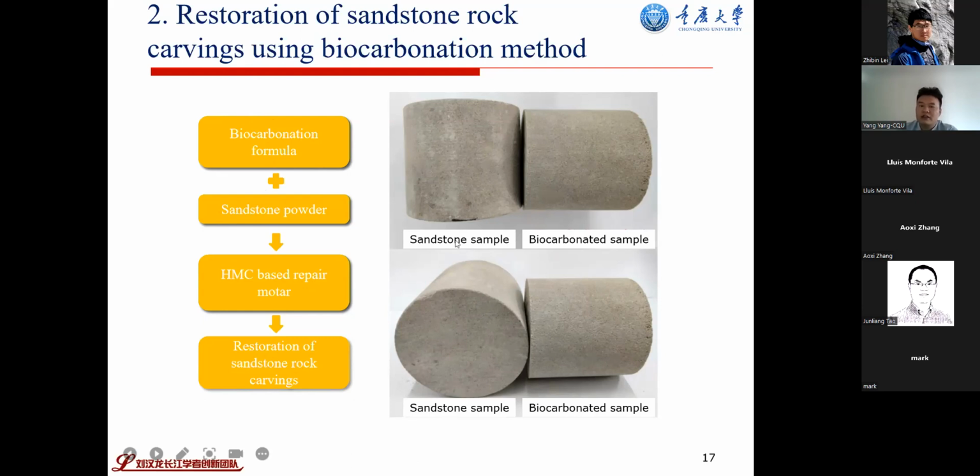We can see the sandstone sample and the biocarbonated sample are very similar, except for the color difference. I don't think you can see a big difference by eye. Also, the strength is lower than the original one. They satisfy this requirement, and this one also has greater weather resistance.